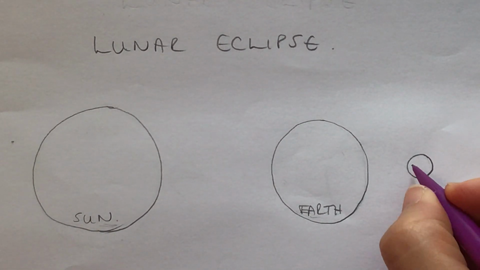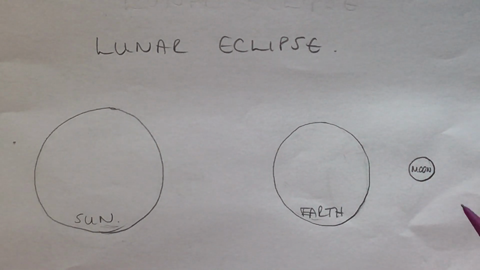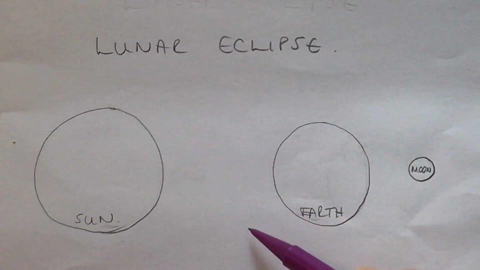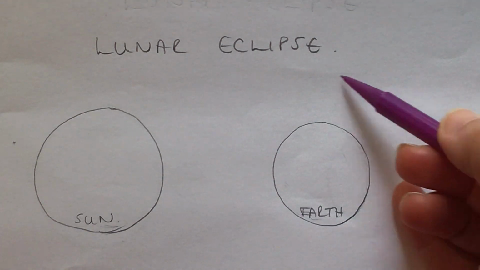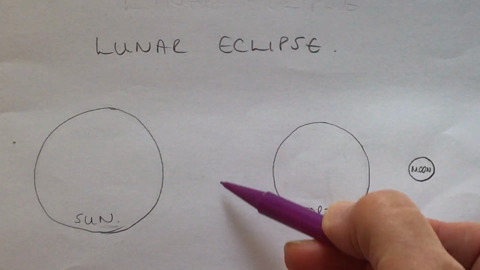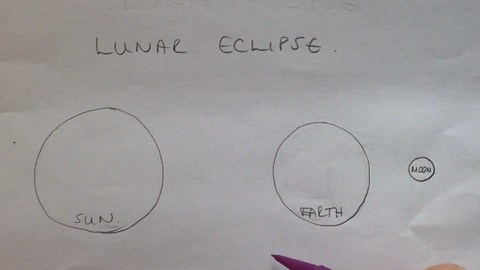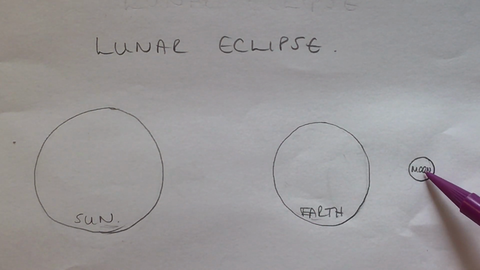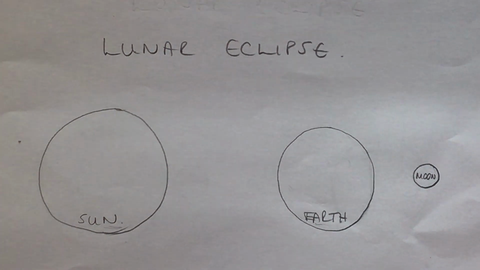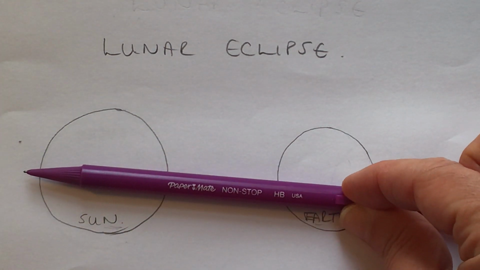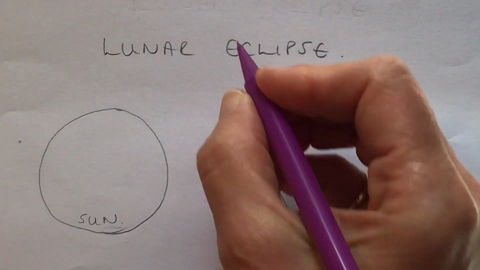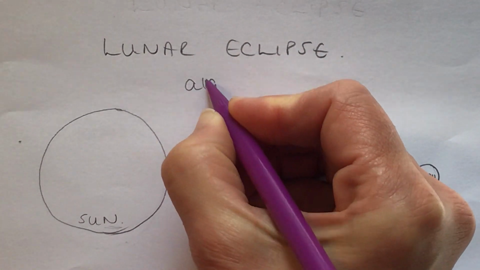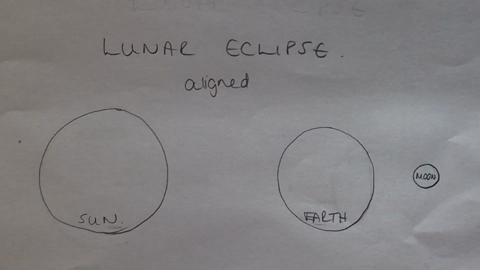So the moon, as you know, is constantly in orbit anti-clockwise around the earth. We're going to do a little bit more on that in another lesson. The moon is orbiting the earth like this all the time. Once a month it does a complete orbit. Now if the moon is positioned here directly aligned with the sun and the earth, and you need to know this word, aligned, then the moon will be in the shadow of the earth.